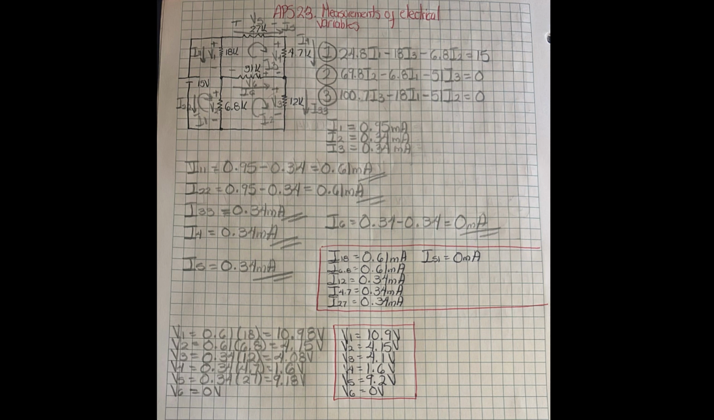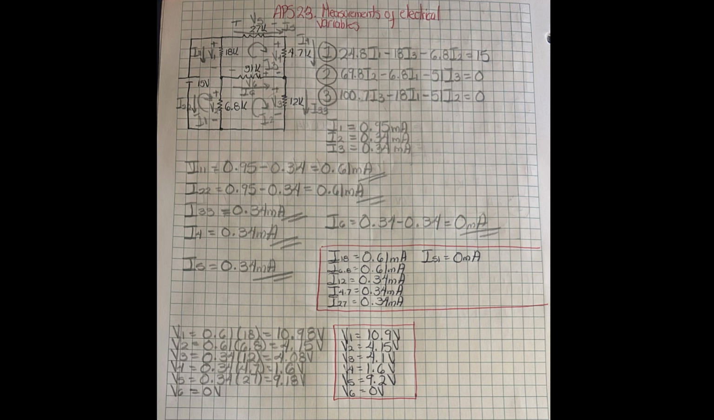So the method that was applied was the mesh analysis, and it was found that the first mesh was of 0.95 milliamps. The current of the second mesh and the third mesh was of 0.34 milliamps. Then after that, the current between each resistance was applied.